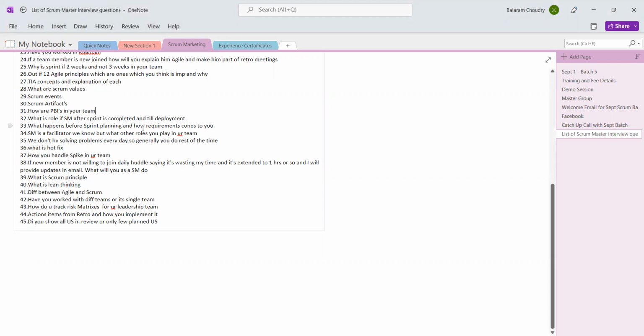It could be splitting of stories. Splitting, estimation, and prioritization. These are the three things, right? Apart from this, can I tell any other things? Again, giving clarity to the team members, clearing any open doubts. Okay, clearing any open doubts and giving clarity.